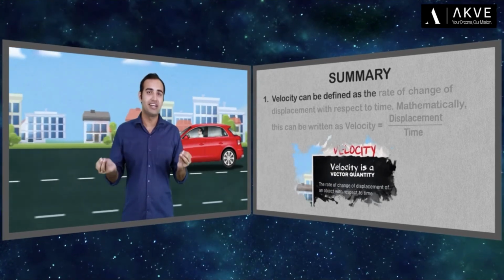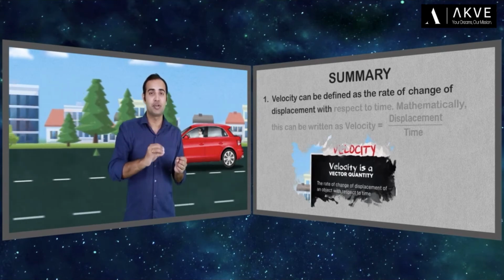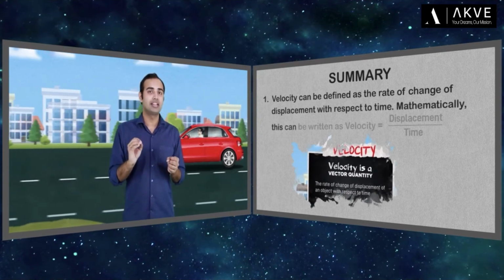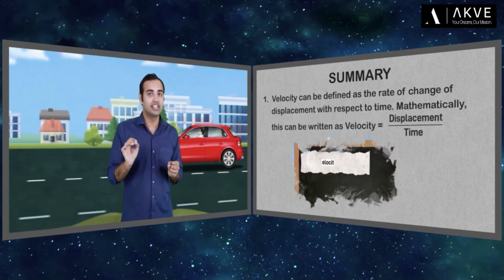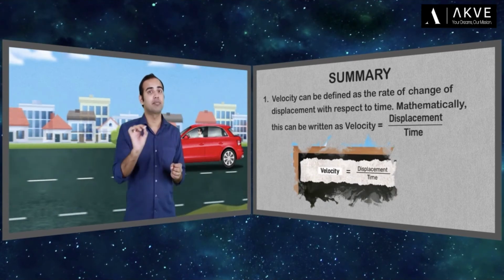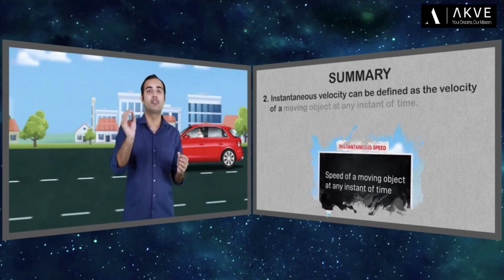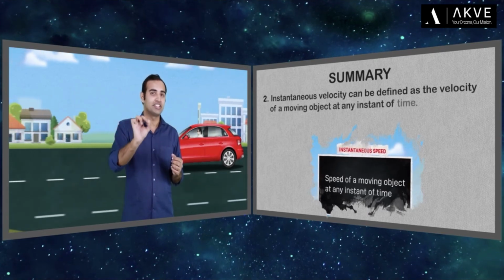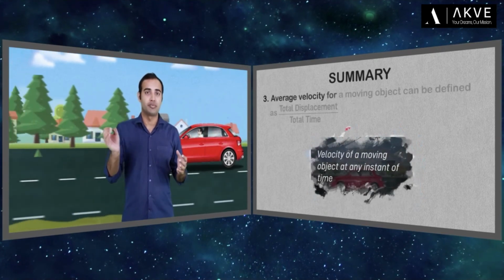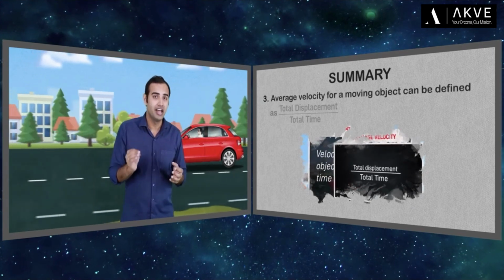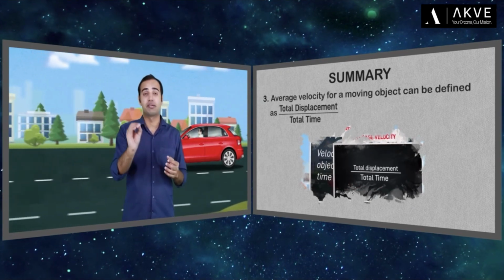Velocity can be defined as the rate of change of displacement with respect to time. Mathematically, this can be written as velocity is equal to displacement divided by time. Instantaneous velocity can be defined as the velocity of a moving object at any instant of time. Average velocity for a moving object can be defined as total displacement divided by total time.